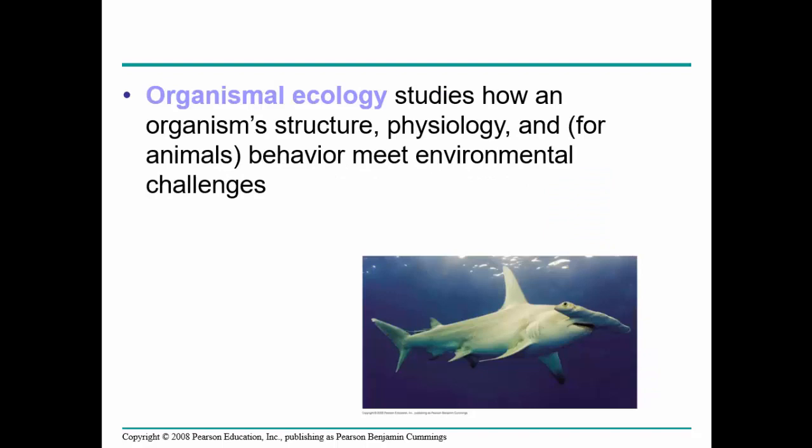Now, the first, simplest study in ecology we call organismal ecology, and this study focuses on how the structure, physiology, and also behavior of the animal meet environmental challenges. For example, we can see from the picture here why the shark has this shape. From organismal ecology we can find that this streamlined shape of the shark lets them swim very fast in the water.